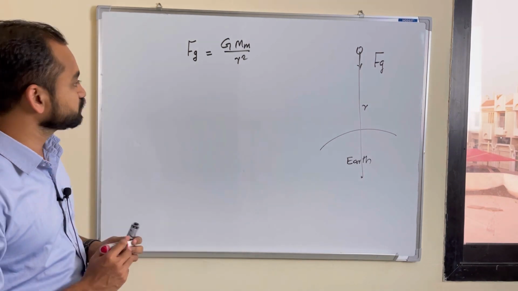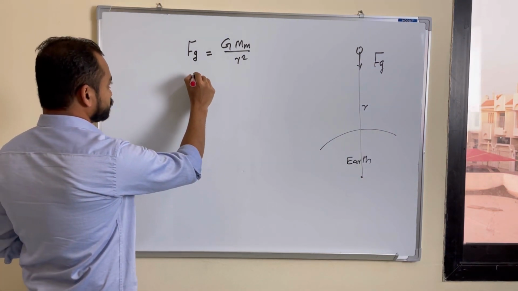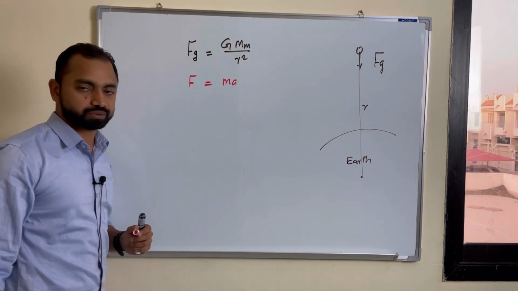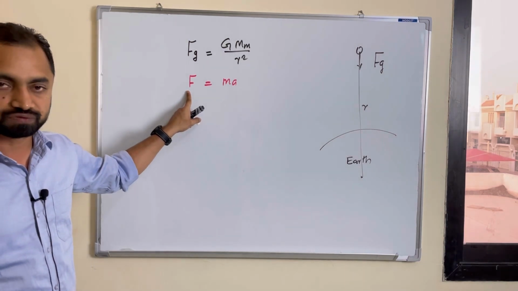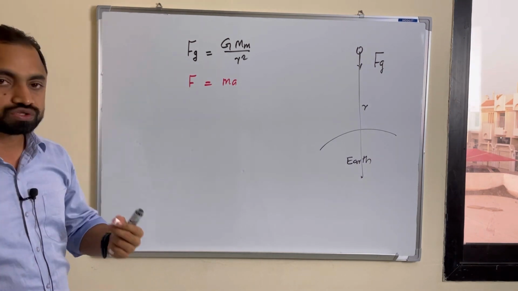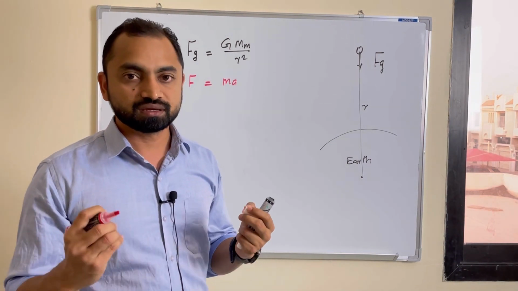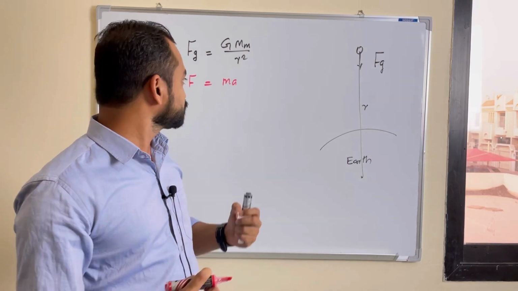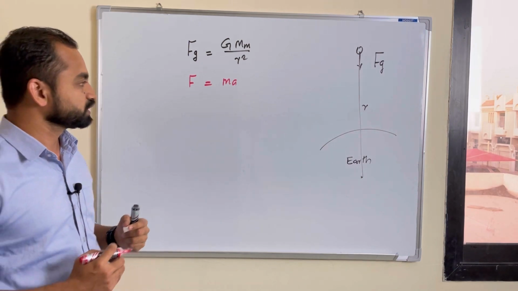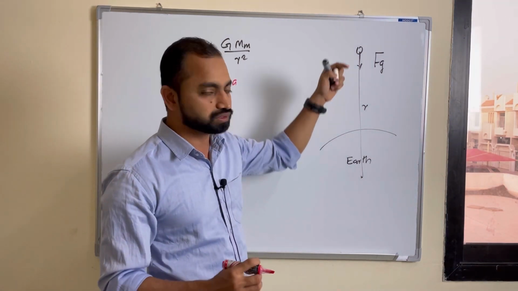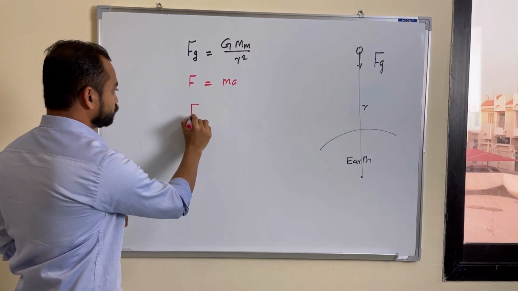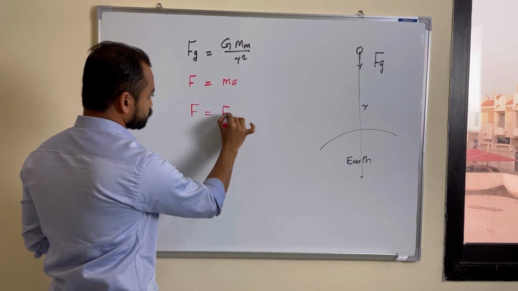Then by Newton's second law, the resultant force acting on an object is equal to mass multiplied by acceleration: F equals m a. F represents the resultant force, m is the mass of the object, and a is the acceleration of the object. In this case, the only force acting on the ball that we are dropping is the force of gravity. So the resultant force acting on this ball is equal to the force of gravity.